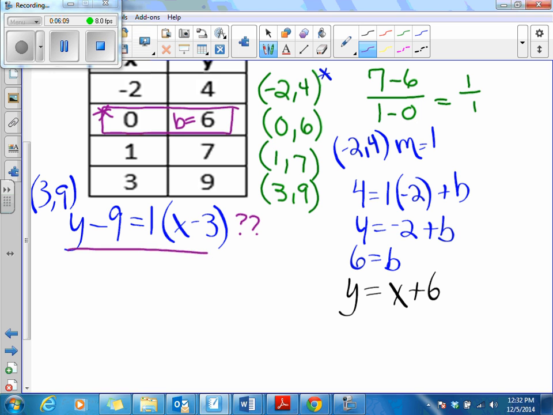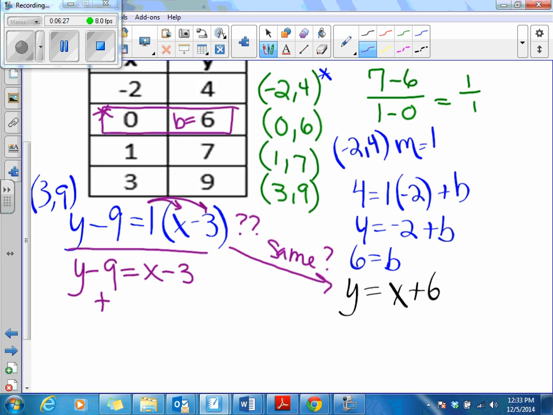Is this equation right here the same thing as that? Are they the same? I don't know. I have a couple of doubters in the crowd, so I'm going to prove to you that they are. So the first thing I need to do is distribute. Now I know multiplying by 1 doesn't change that at all. So I have y minus 9 equals x minus 3. I'm going to add a positive 9 to both sides. So y equals x plus 6. They are, in fact, the same. So I have 3 or 4 different methods I can use, 3 or 4 different ways to write an equation.